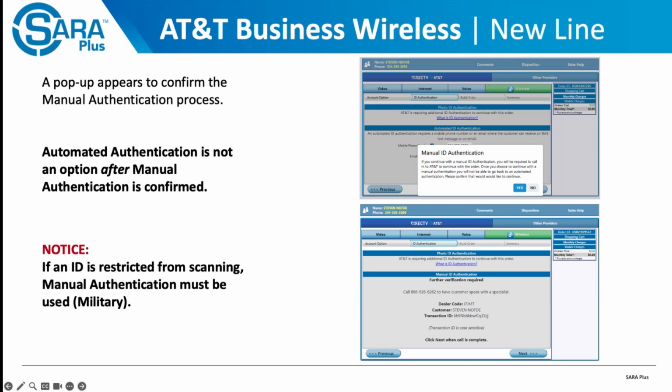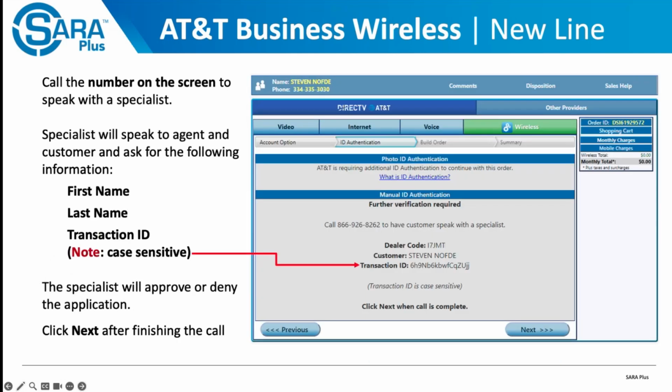Also, if an ID is restricted from scanning, manual authentication must be used. Call the number on the screen to speak with a specialist, and the specialist will speak to agent and customer and ask for the following information. They will need first name, last name, and transaction ID. Now note the transaction ID is case sensitive, so we will need to indicate if it has a lowercase h, capital N, lowercase b, and so forth. The specialist will approve or deny the application, and we will click next after finishing the call.